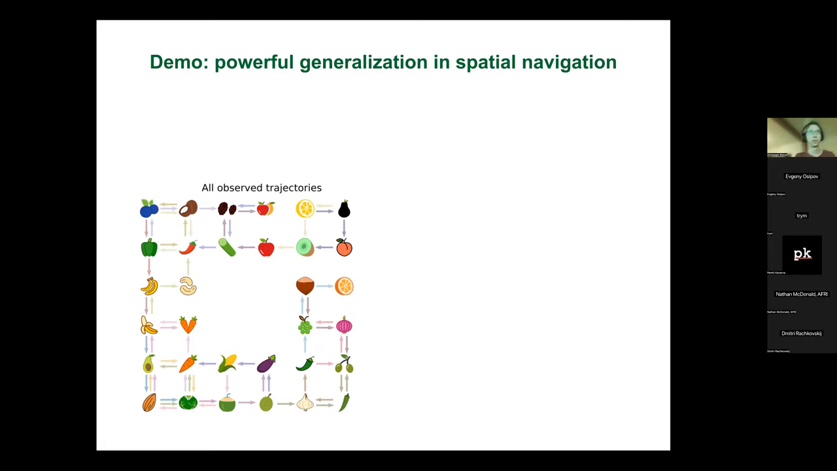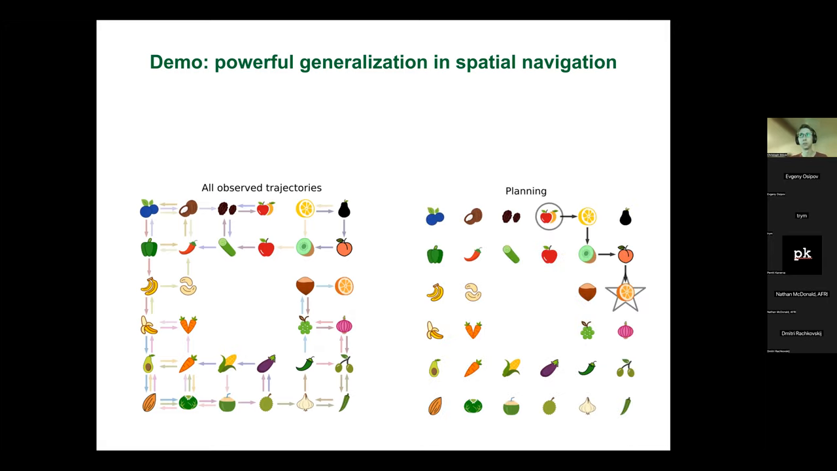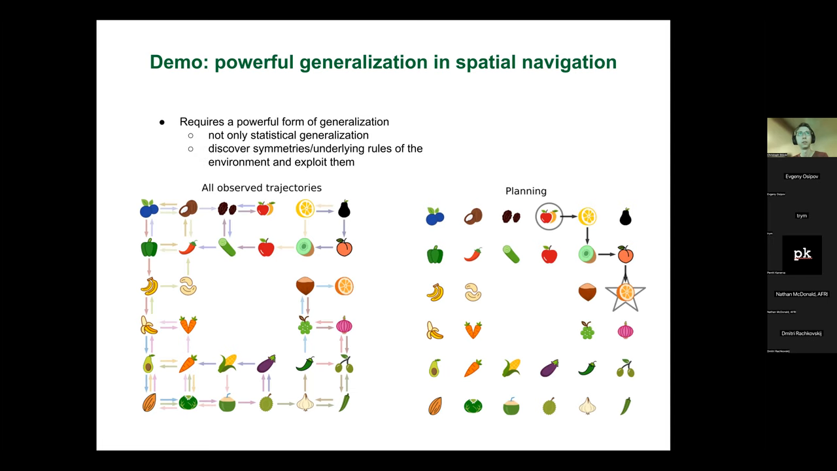So here you can see again what the CML has seen during planning and during learning. And on the right, you can see what it chose during planning. And these were actions that are novel to the CML. These were not previously seen state-action pairs, so to say. And solving this requires a powerful form of generalization, because it's not just about statistical generalization. This really requires discovering underlying symmetries and rules of the environment and exploiting them.